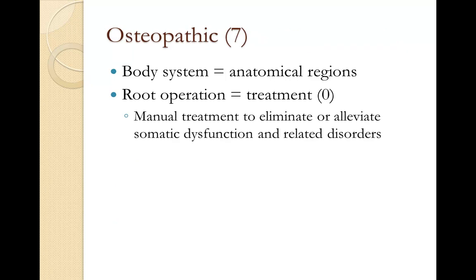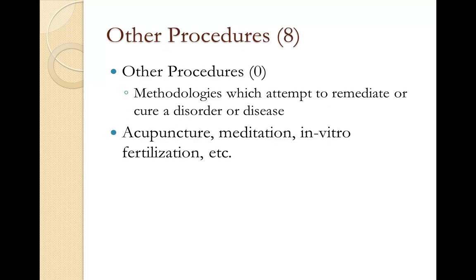Osteopathic, section 7. The body systems are really just more general anatomical regions, and our only root operation here is treatment, which is manual treatment to eliminate or alleviate somatic dysfunction and related disorders. Other procedures, section 8. Kind of a hodgepodge section, I suppose. It's methodologies which attempt to remediate or cure a disorder or disease. So some examples here would be acupuncture, meditation, in vitro fertilization.